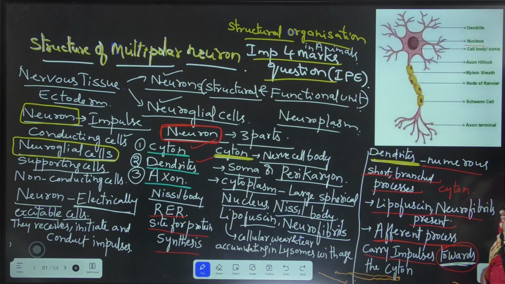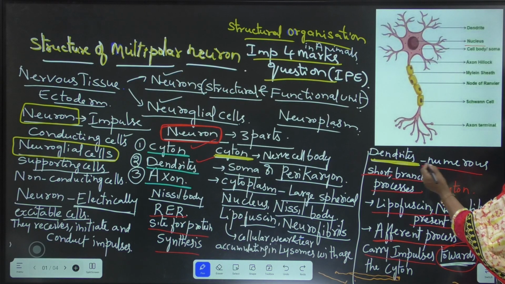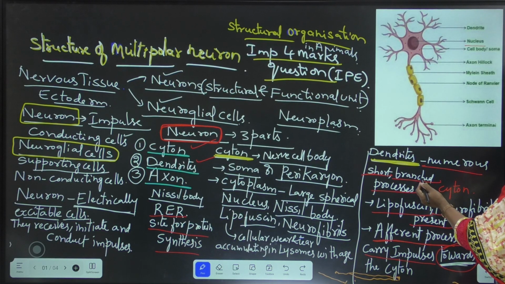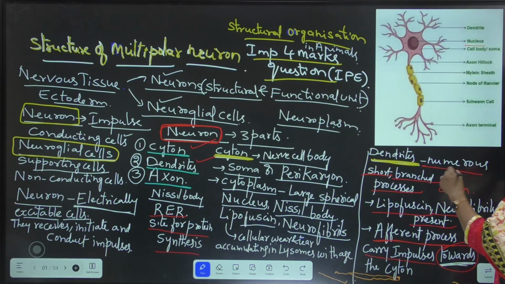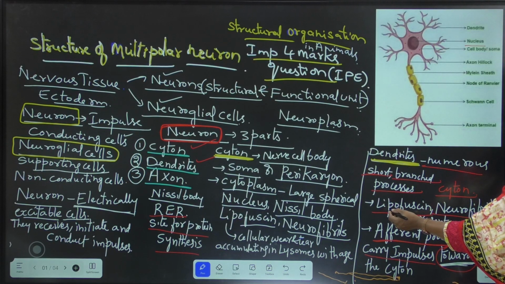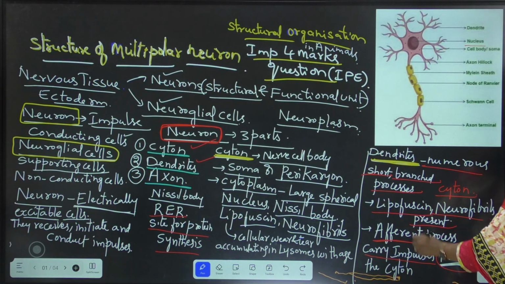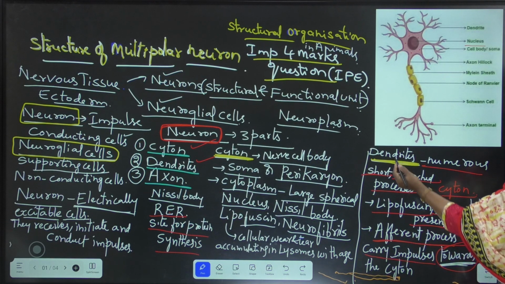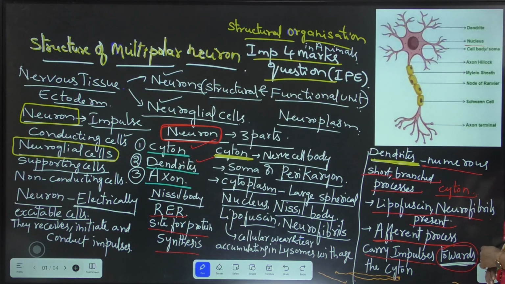Once again, I will repeat dendrites. Dendrites are numerous, short, branched processes which arise from the cyton. These dendrites also consist of Nissl's bodies, lipofuscin, and neurofibrils. Next, these dendrites are otherwise called afferent processes because they carry impulses towards the cyton.